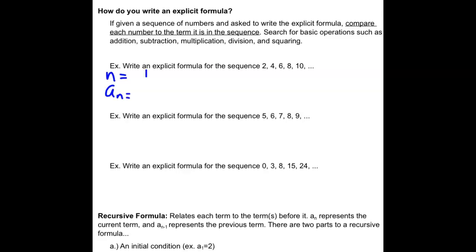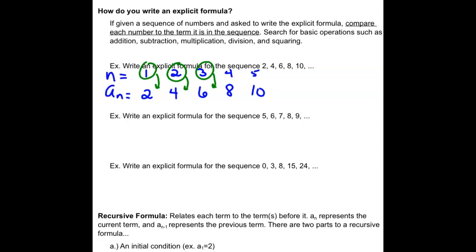My first term, the number in that first position, is a 2. My second term is a 4. My third term is a 6. My fourth term is an 8. And my fifth term is a 10. So I want to look at what I am doing to n to turn it into a sub n. What do I do to a 1 to make it become a 2? What do I do to a 2 to make it become a 4? What do I do to 3 to make it become a 6?